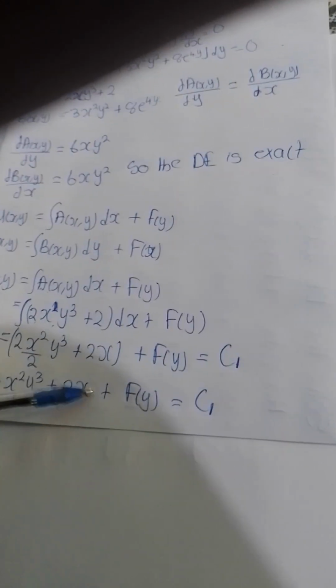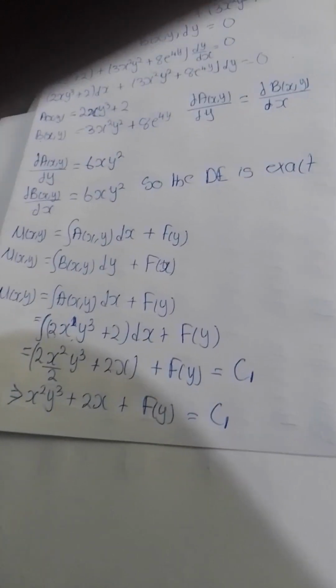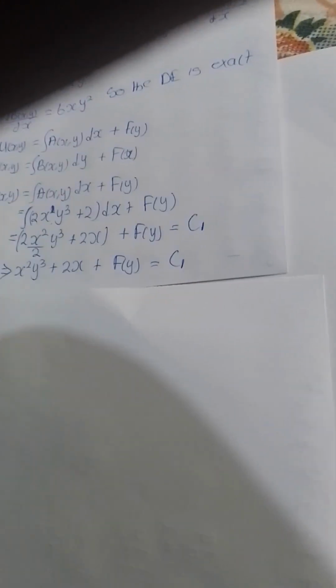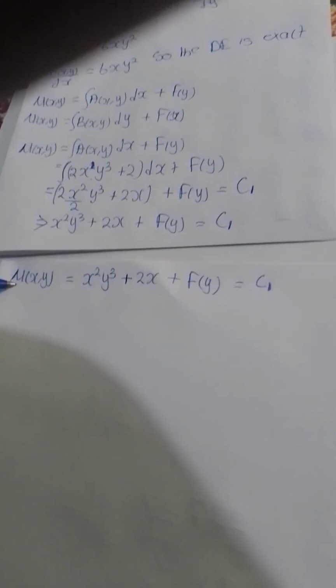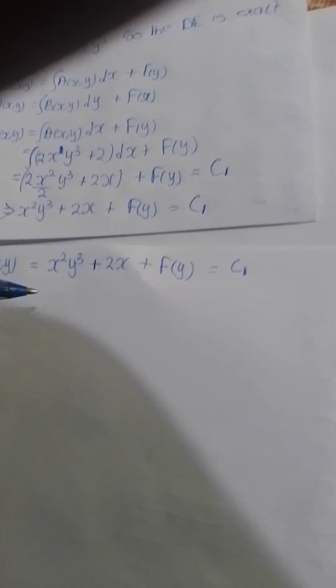But the next thing is that you need to look for the value of the function f of y, and to look for the value of that function f of y, you will need to differentiate. Now you will differentiate your mu of xy, that is this function. So to obtain the value of your function f of y, you will need to differentiate the whole equation, that is your mu of xy, with respect to y, and equate it to b of xy.